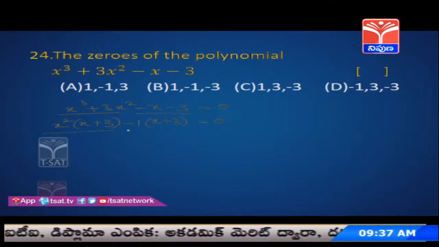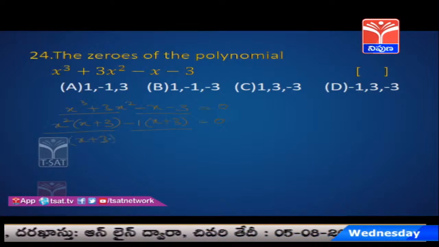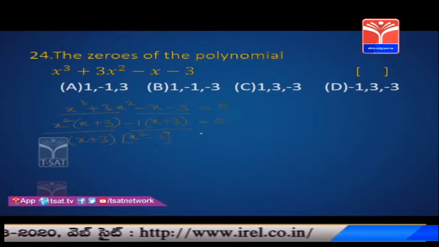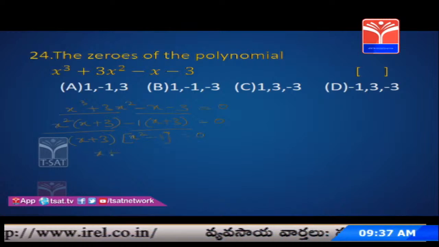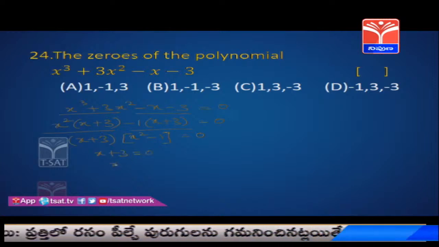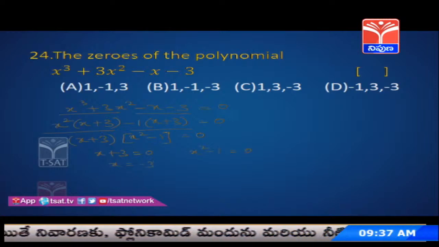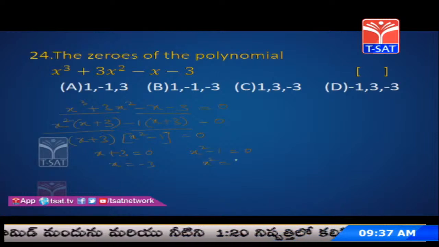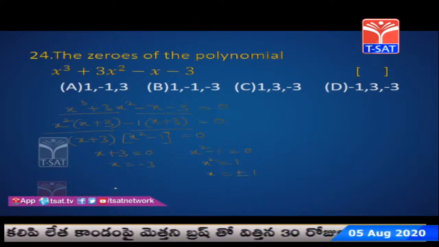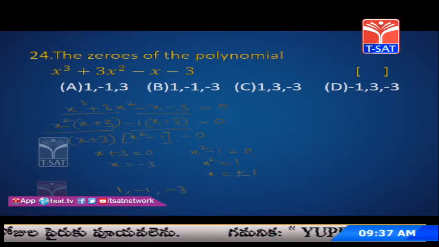So in these two terms, what is common there? x plus 3 is common. Bring this out. Then what is left over? x square minus 1 is left. So now you equate this x plus 3 to 0. You get x plus 3 equals to 0, then x equals to minus 3. When you equate x square minus 1 to 0, you get x square equals to 1, then x equals to plus or minus 1. That means what are the zeros? Plus 1, minus 1 and minus 3 are the zeros.